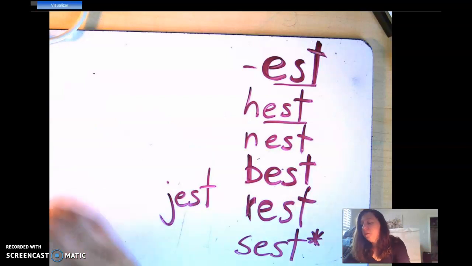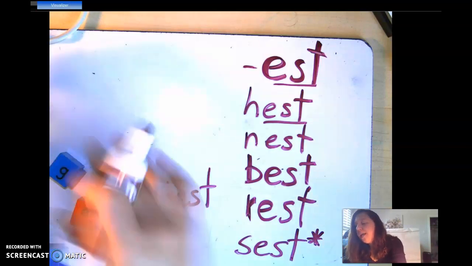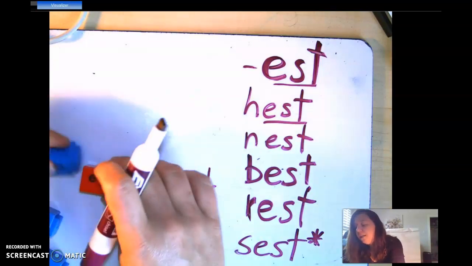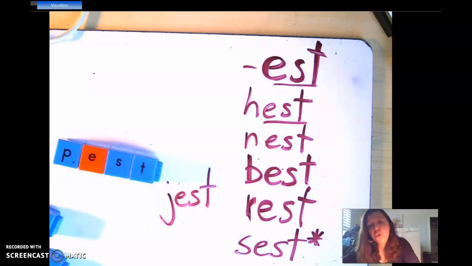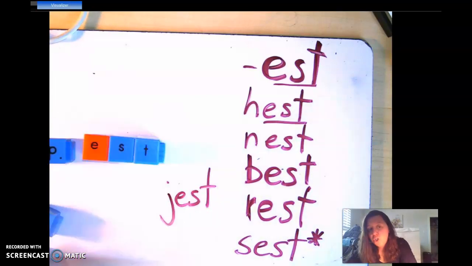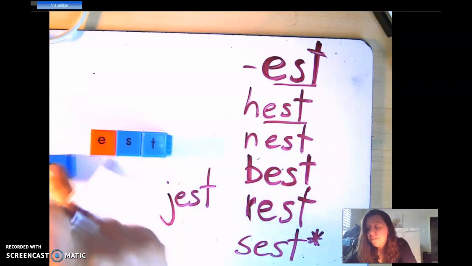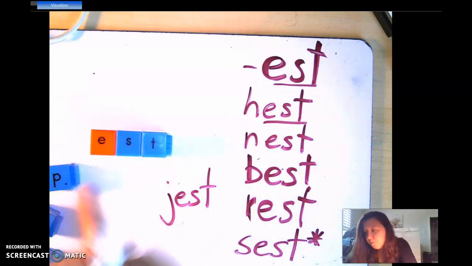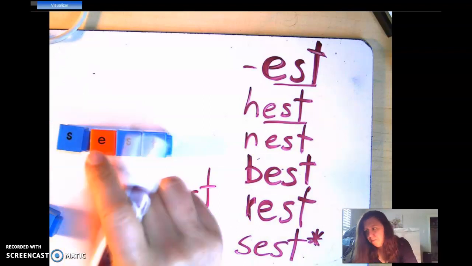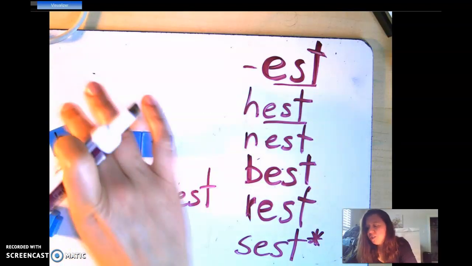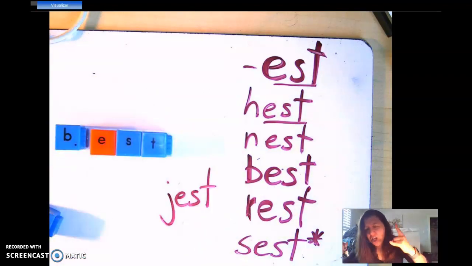All right. On the try it yourself part, I want you guys to go ahead and play around by adding a new beginning sound to the word family of est. Okay, so this is pest, cest. We said that didn't work. Okay, you're simply the best, better than all the rest. All right, so here we go.